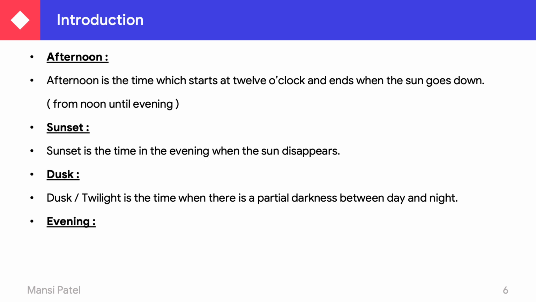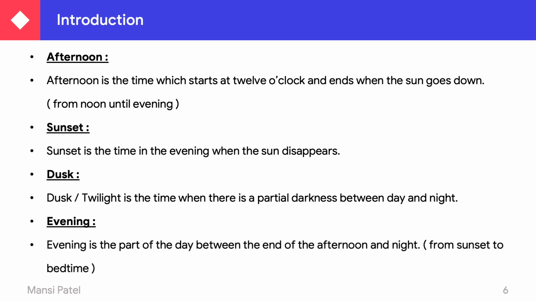Now what is the evening? Evening is a part of a day between the end of the afternoon and night. From sunset to bedtime, it is known as evening time. So we can say that evening is the part of the day between the end of the afternoon and night.